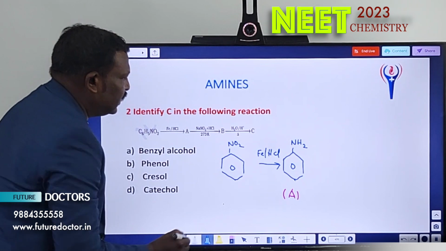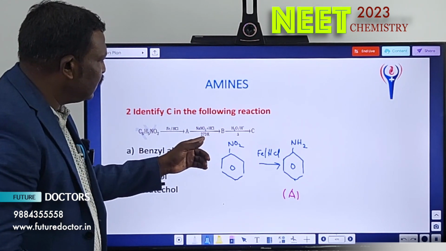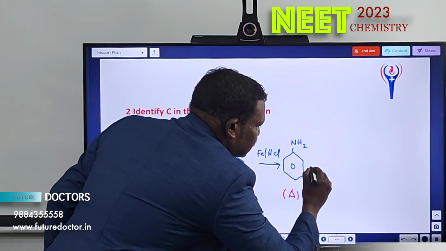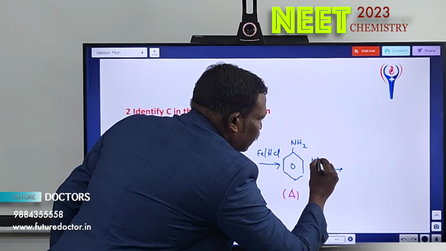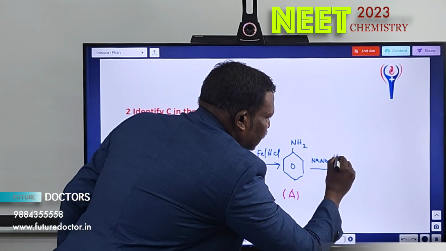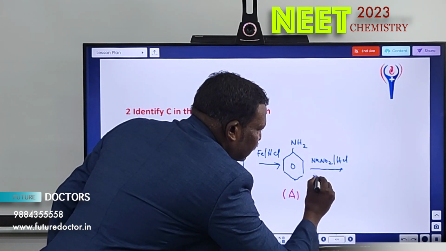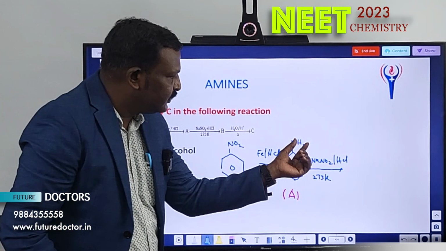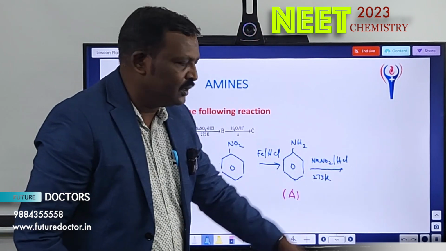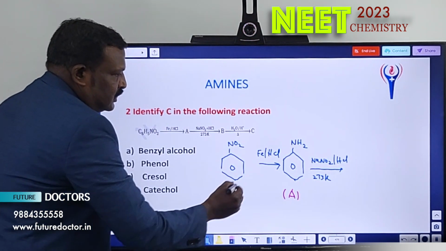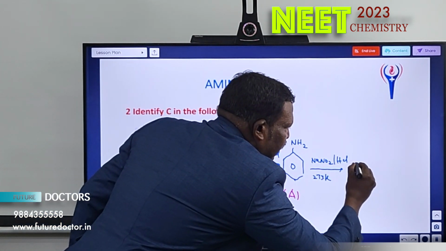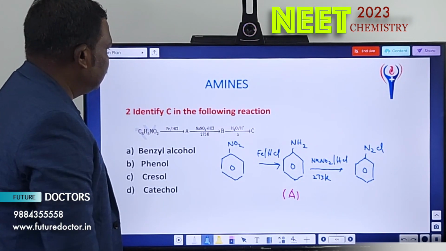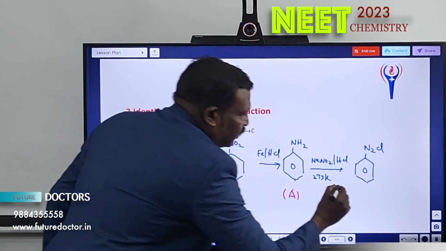Next one, then again NaNO2, HCl, 273 Kelvin. This is called the diazotization reaction. NaNO2, HCl at 273 Kelvin. What it is doing is converting NH2 into N2Cl, because we are going to get the diazonium salt, N2Cl. Understood? This is compound B.